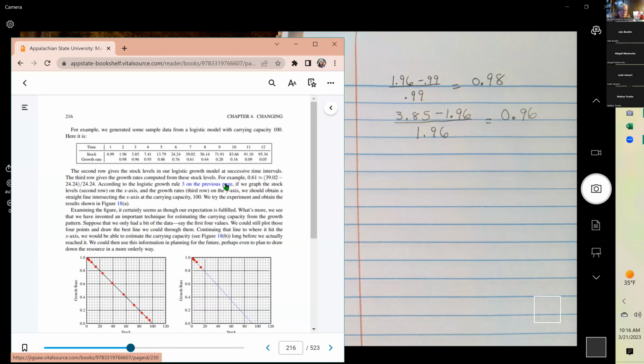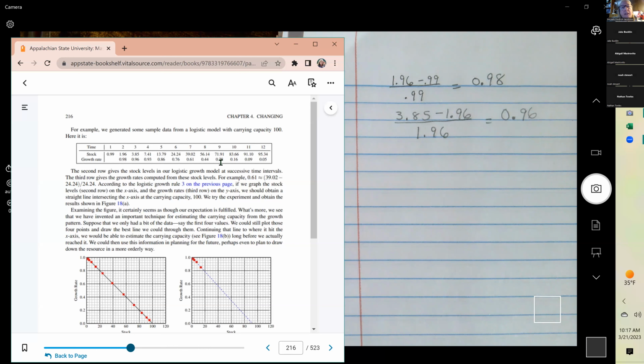Any questions on that? So to do a graph, you should use each individual timestamp because they want to show how it's slowing down. Notice it increases until it hits its halfway mark, and now it's decreasing. Are there any questions on finding the growth rate between the units?